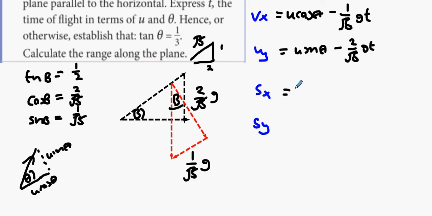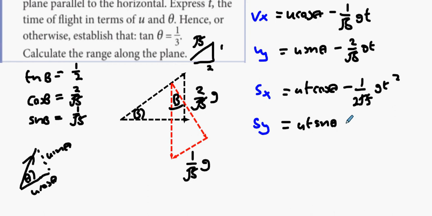Sx is going to be ut cos theta, half the sec 1, minus 1 over 2 root 5 gt squared. No bother. Next one after that is going to be ut sine theta minus, now I've got to halve this, so this here needs to be halved, so it's going to be 1 over root 5 gt squared.